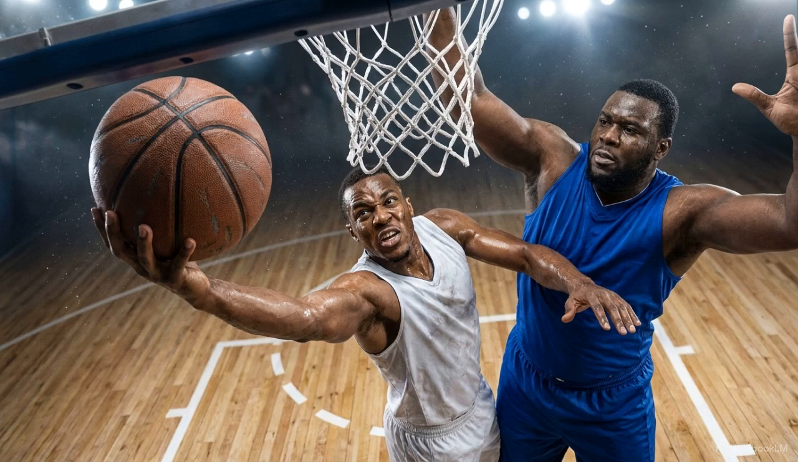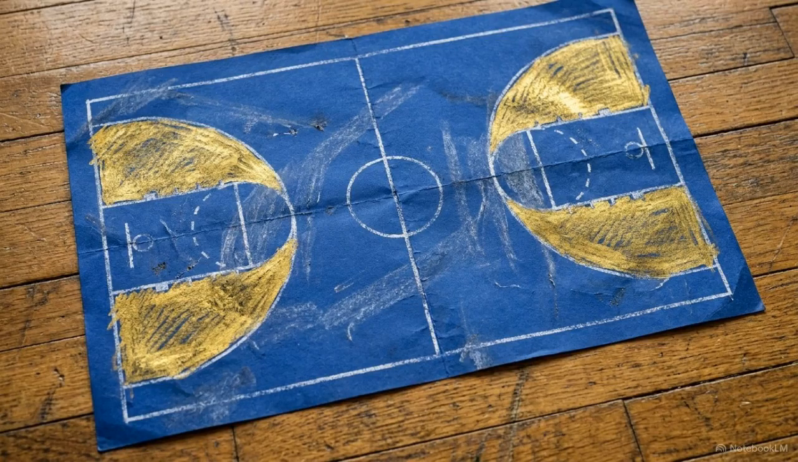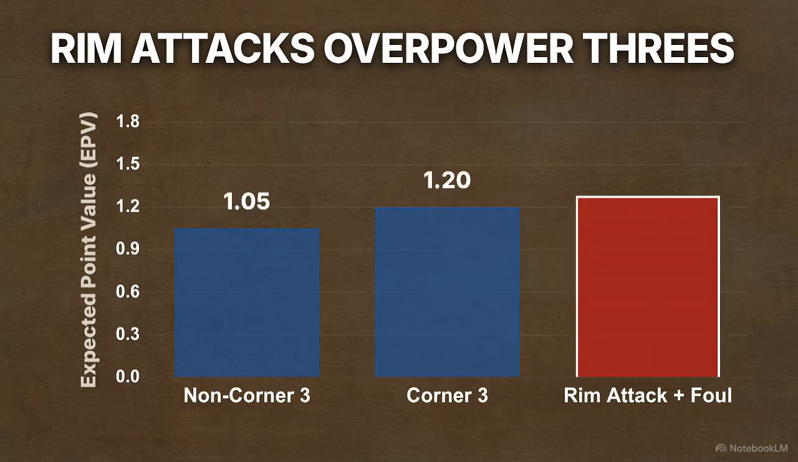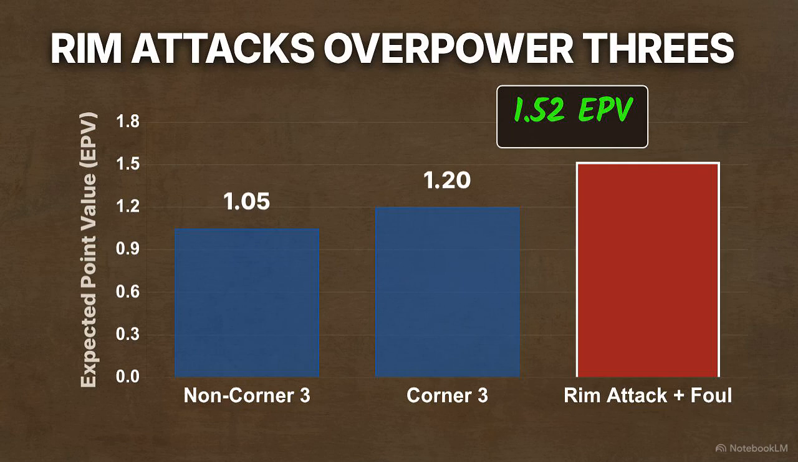The final part of the blueprint involves targeting the single most efficient shot in the sport. Most analysts will tell you the corner three-pointer is the gold standard, worth about 1.20 expected points. But look at the expected point value of a rim attack when you factor in the probability of a shooting foul. That single action yields 1.52 expected points, which is significantly more efficient than any three-pointer.